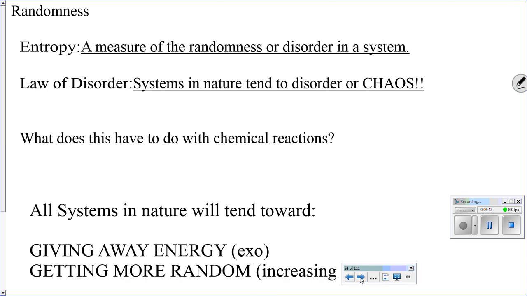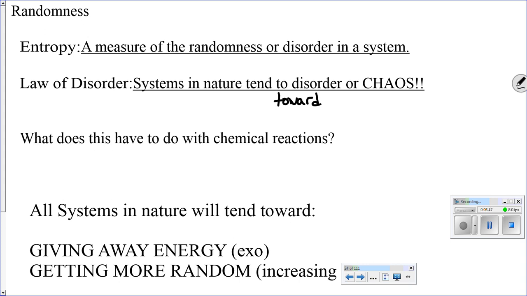We also need to discuss in this unit the idea of entropy, which is the degree of randomness or disorder in a system. And there's something called the law of disorder that says systems in nature tend toward disorder or chaos. So you can think about this like if you were driving out on the road and there were no rules or laws, people would drive all over the place, there'd be tons of car accidents. You can think of your backpack, if you just throw everything in there and you never organize it, it will get very disordered and chaotic.